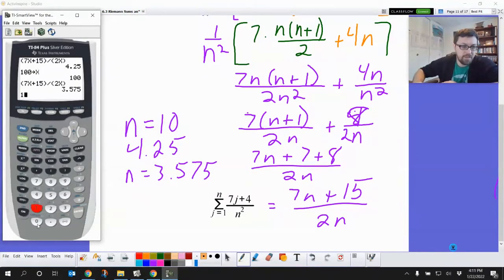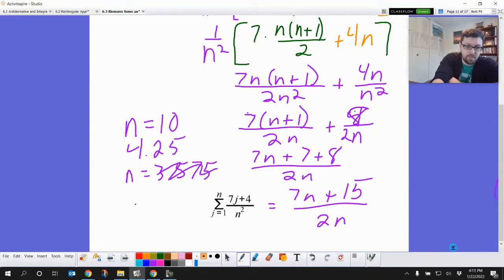If we make it 1,000, we get 3.50075. Now, what's interesting is this is wrong. 3.575, and then this was 100. And then when we did n equals 1,000, we get 3.50075.